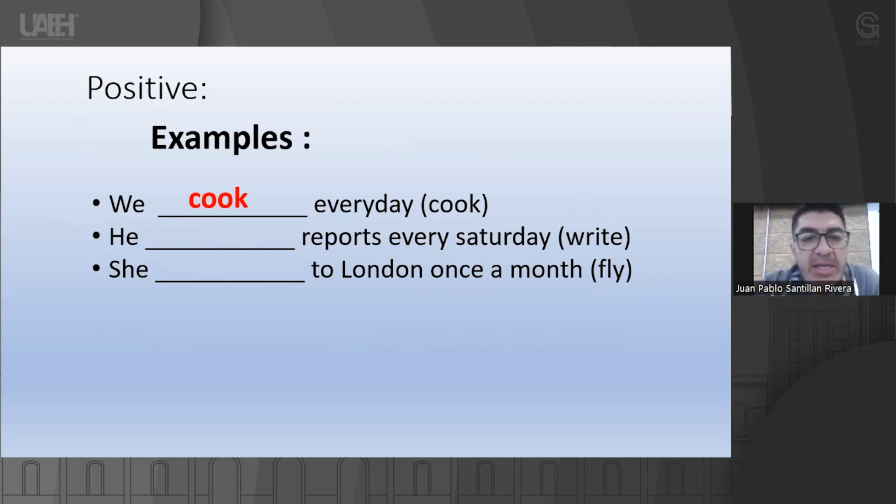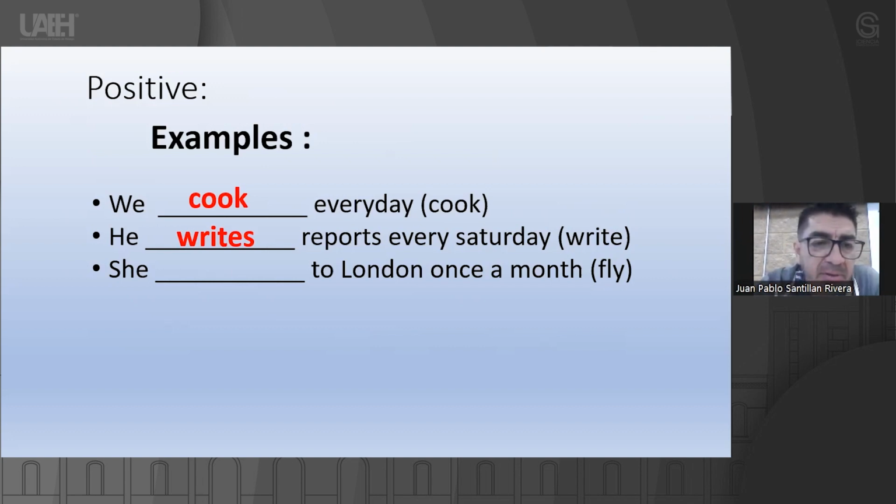In the next example, he something reports every Saturday. Simple present tense, and we have the verb write. In this case, we have the subject he and the verb write. So what happens here? He writes reports every Saturday. The only thing that we have to do according to the verb is add the S sound. Writes. He writes.